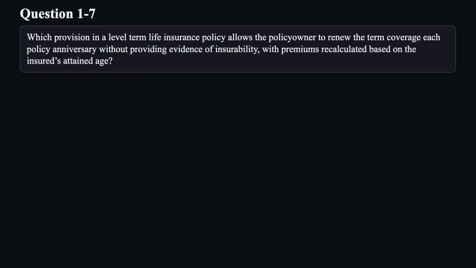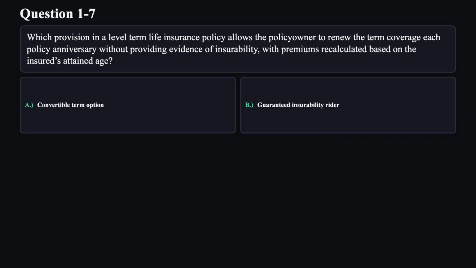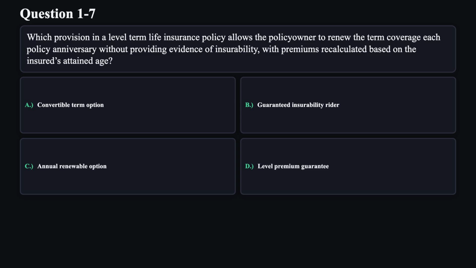Question 7. Which provision in a level term life insurance policy allows the policy owner to renew the term coverage each policy anniversary without providing evidence of insurability, with premiums recalculated based on the insured's attained age? A. Convertible term option. B. Guaranteed insurability rider. C. Annual renewable option. D. Level premium guarantee.